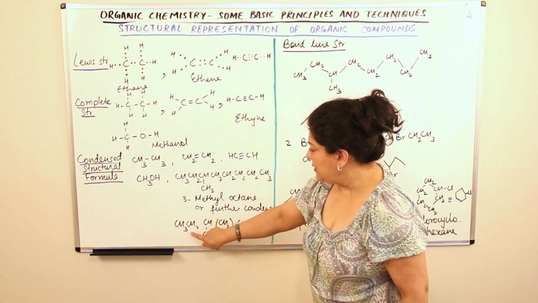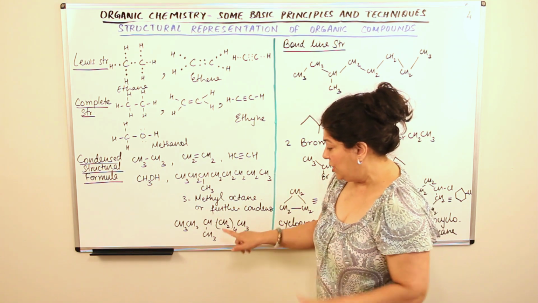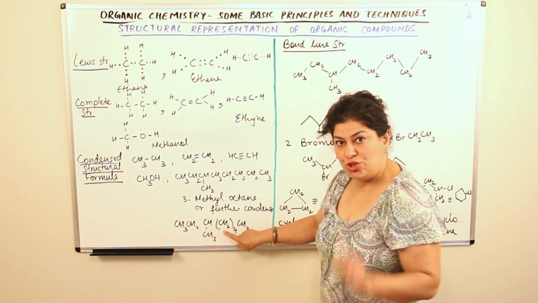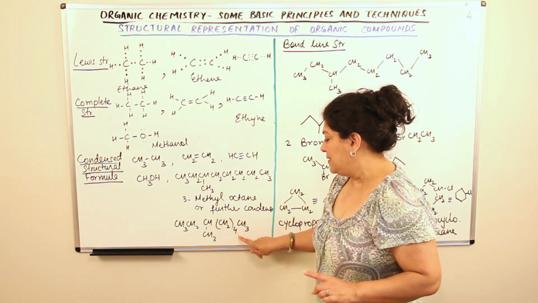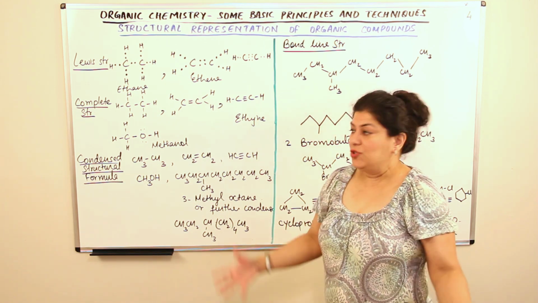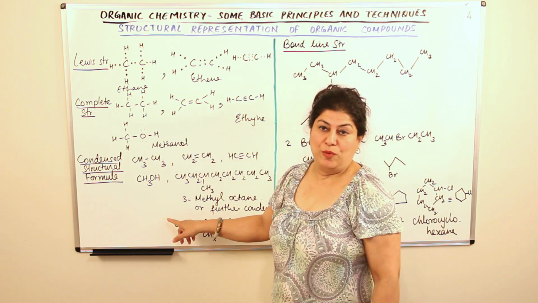So CH3, CH2, CH, CH3. This is very distinct. There is no repetition. But the CH2s have been repeated 4 times. So I'll put a bracket, I'll write CH2 only once, I'll put a bracket and I'll say there are 4 CH2s. And then it is followed by a CH3. So that is how you would condense even a structural formula.